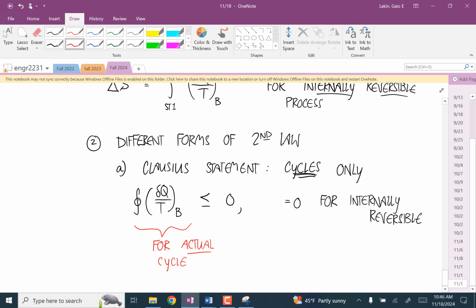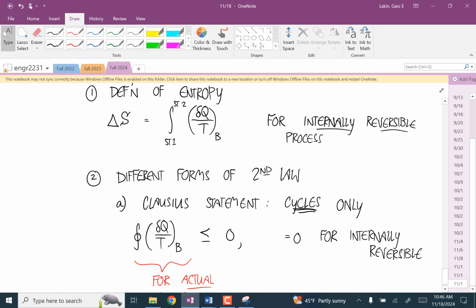And if you look at the definition of entropy, it makes sense that this has to be equal to 0 for an internally reversible cycle, because a cycle means that your starting state and ending state are the same. And so if you're taking the integral from a boundary to the same boundary, you're obviously going to get 0.